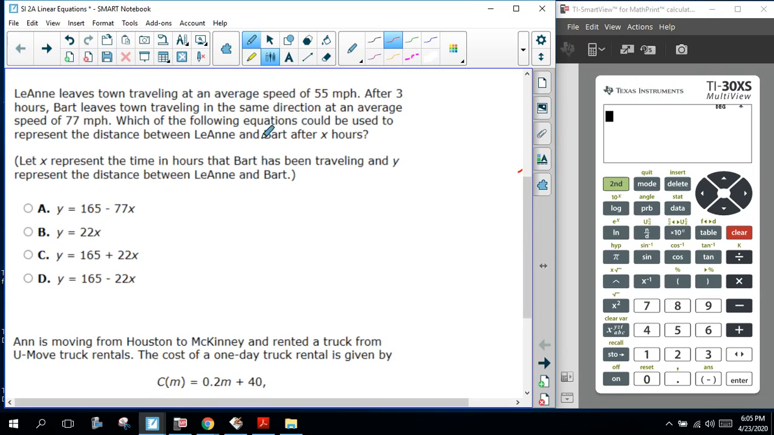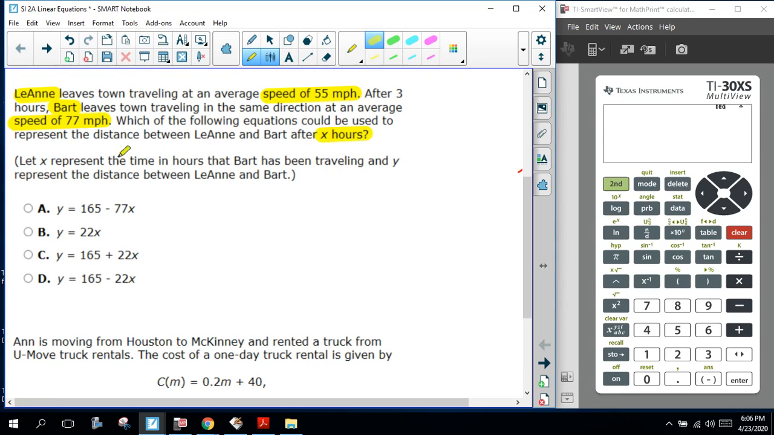It says Leanne leaves town traveling an average rate of 55 miles per hour. After 3 hours, Bart leaves town traveling the same direction at an average speed of 77 miles per hour. So here we go. Leanne is going at a speed or rate of 55 miles per hour. Bart is traveling at a speed of 77 miles per hour. And it says after Leanne's been gone for 3 hours is when Bart finally leaves town. They're traveling in the same direction.